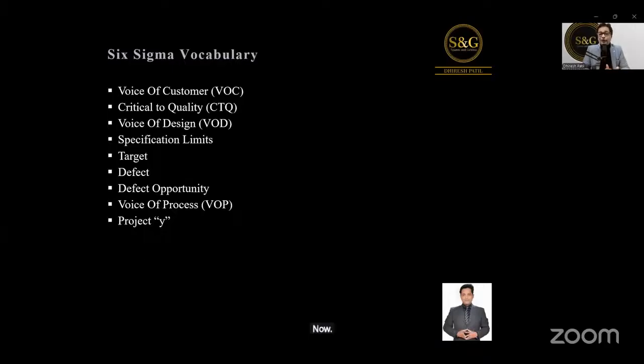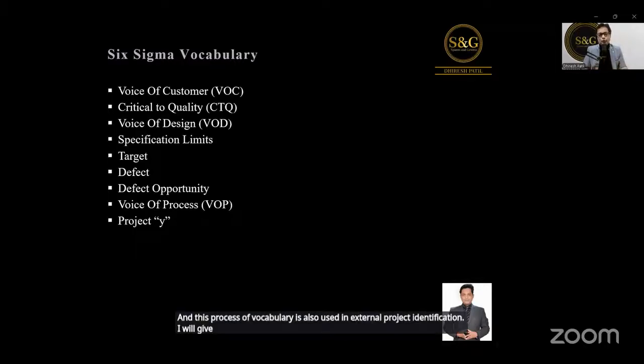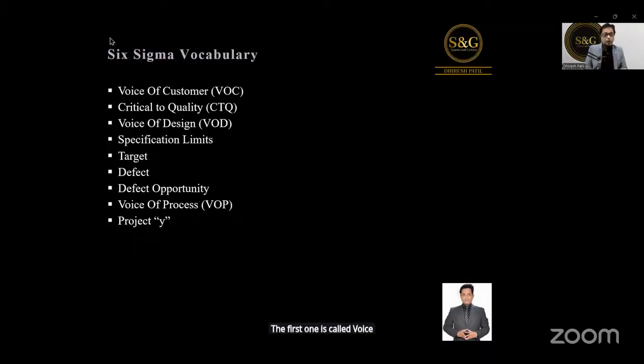Now let's talk about the vocabulary of Six Sigma, and this vocabulary is also used in external project identification. I'll give you an example for this. The first one is called voice of customer. What is voice of customer? Voice of customer is nothing but the data or the information we are collecting about the requirement of the customer.